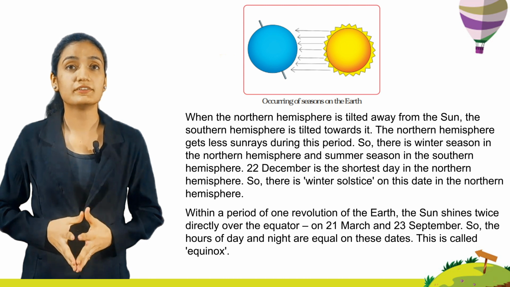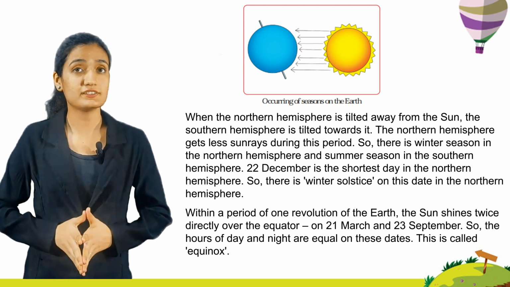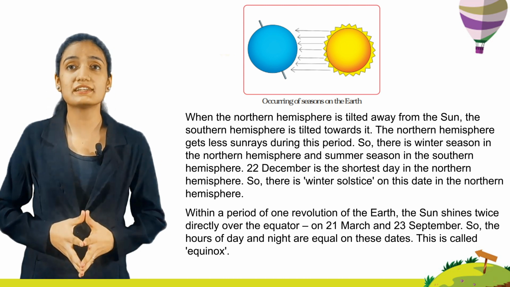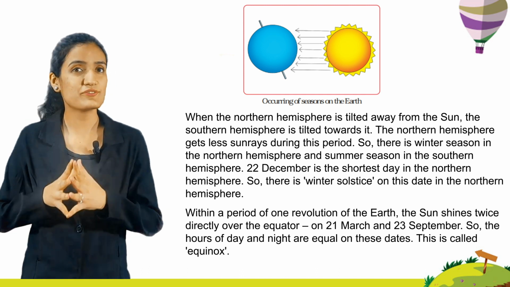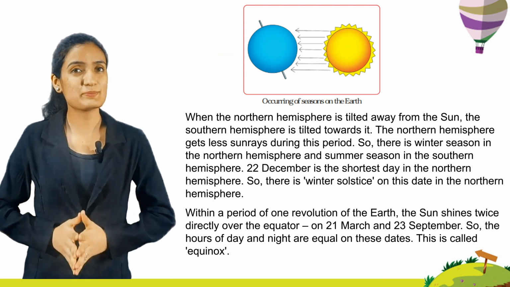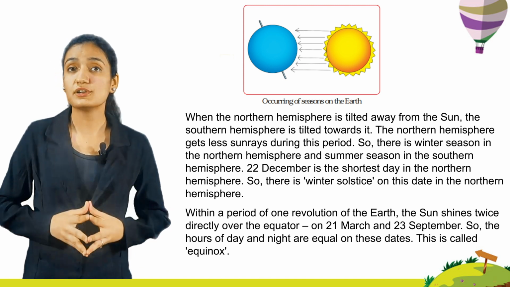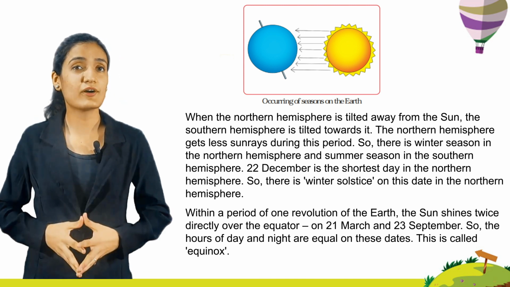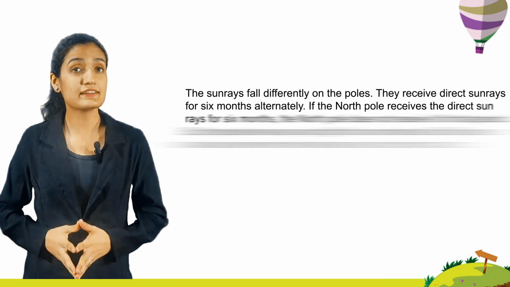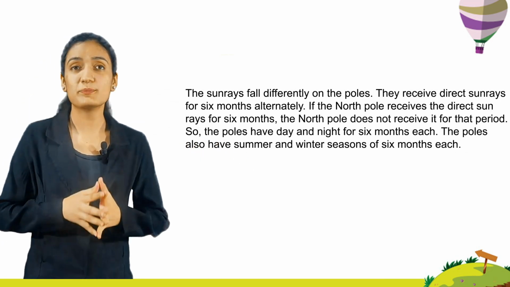Within a period of one revolution of the earth, the sun shines twice directly over the equator, on 21st March and 23rd September. So the hours of day and night are equal on these dates. This is called equinox.